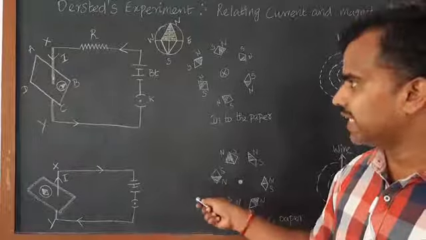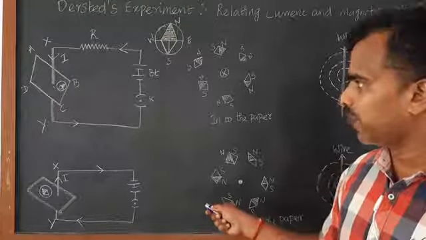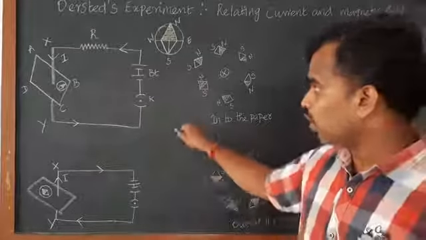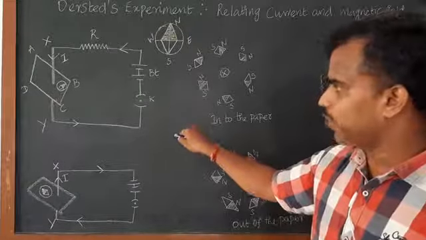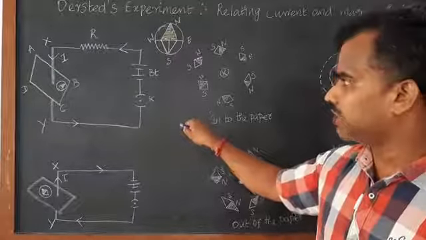So, due to passing current, the current produces the magnetic field. Due to that magnetic field, this compass needle is deflected. This is the concept here. So, why is the compass needle deflected? Due to the magnetic field produced by a current carrying conductor. Yes, this is the first concept here.